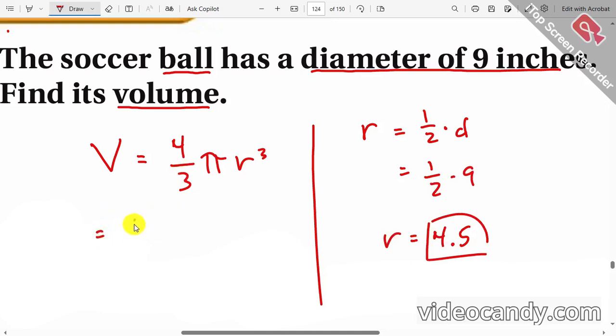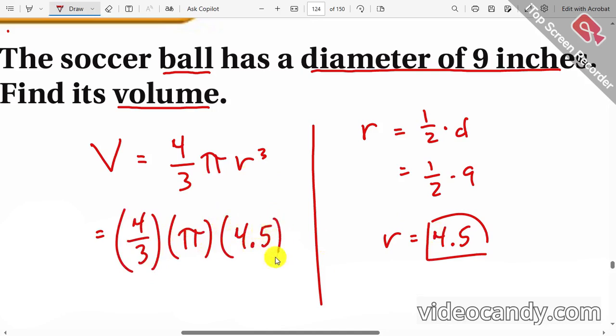Okay, so that's going to be 4/3 times pi times r cubed. So that's 4.5 cubed. On the calculator, I'm going to do 4 divided by 3. Hit equals, and then times pi times 4.5 to the third.